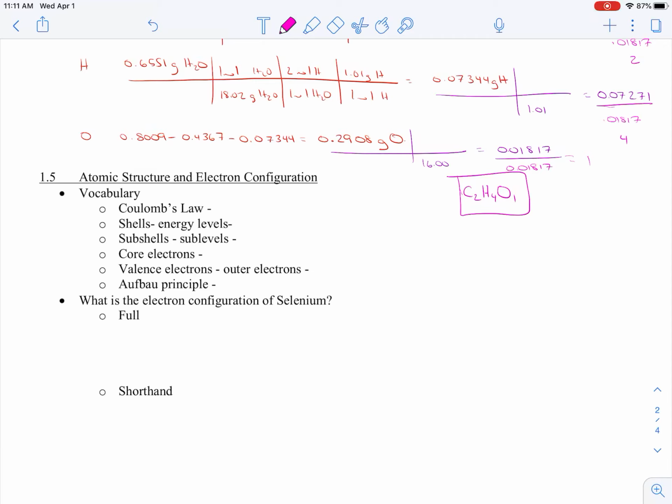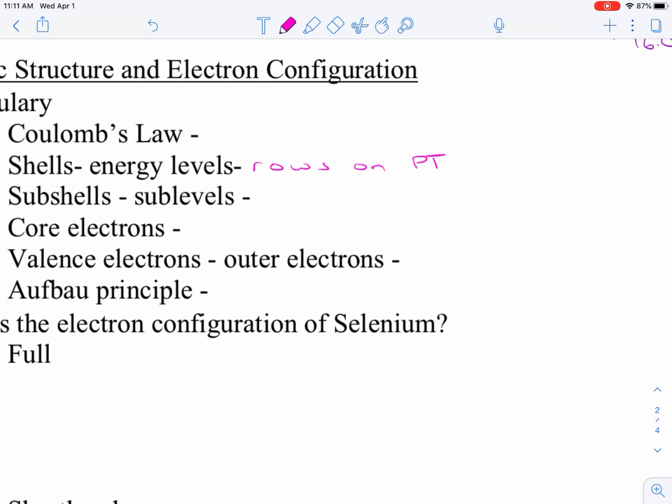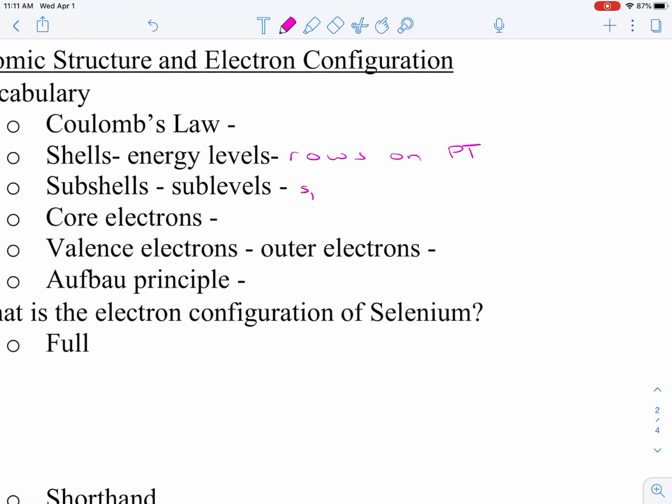Quickly, shells are also called energy levels, right? These are our rows on the periodic table. Subshell sublevels, these are like S, P, D, F, but they're within an energy level. Our core electrons are our inner electrons. Their job is shielding. And then we have our valence electrons, or our outer energy electrons. These are the ones on the outside, the ones involved in bonding.